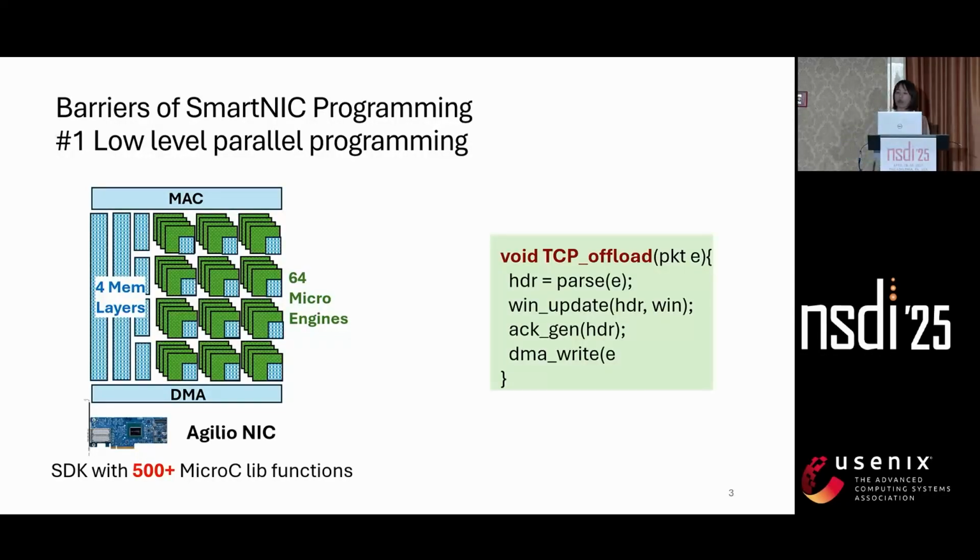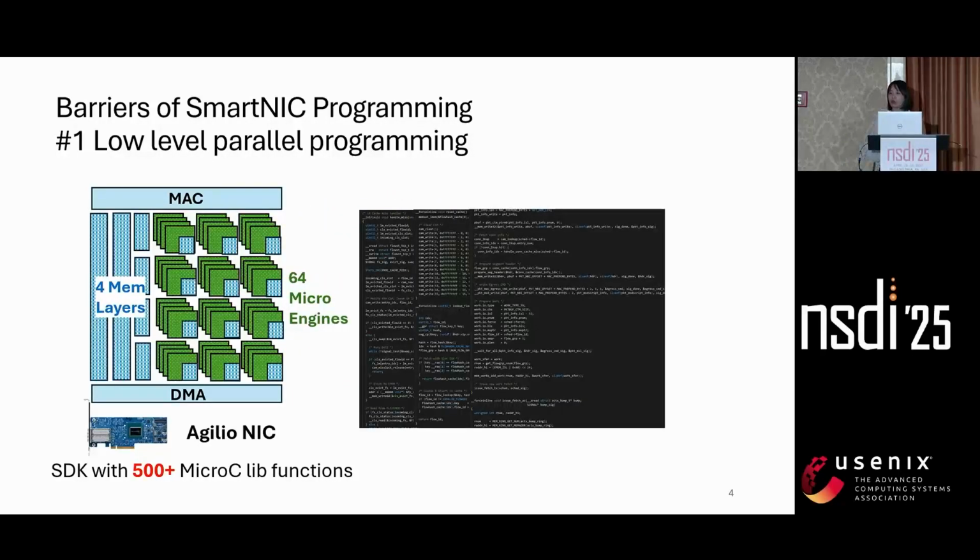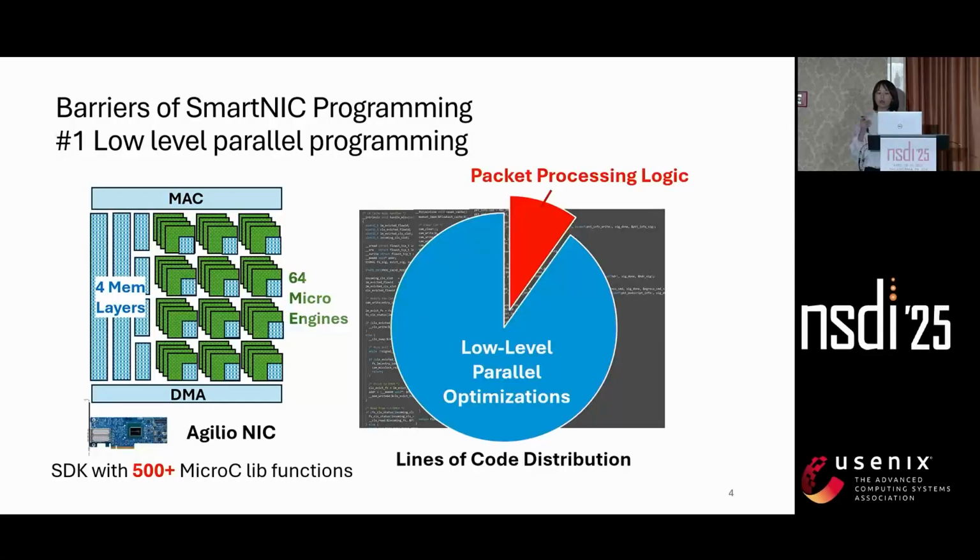As a programmer, if you want to implement some application on the NIC, such as implementing the TCP transport offload, you need to manually parallelize this program across this massive number of micro engines, as well as map your program state across these memory layers. What it ends up is you are writing thousands of lines of low-level hardware code, where most of the lines are low-level parallel optimizations, and little of them express the core processing logic.